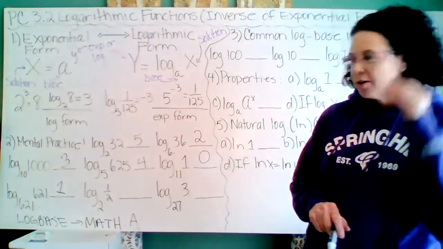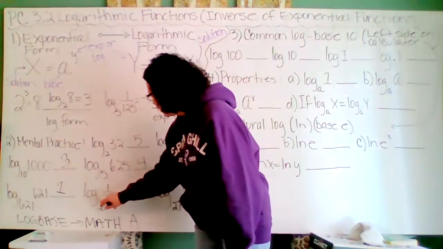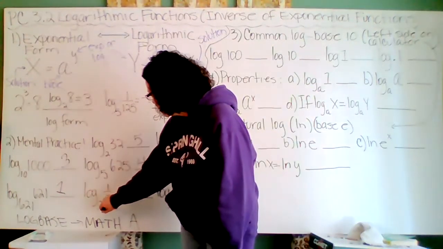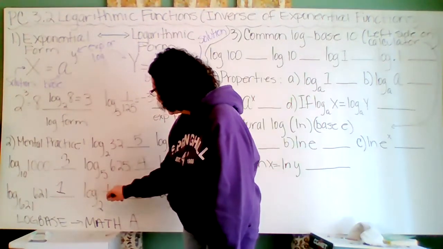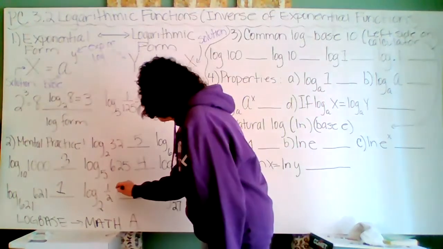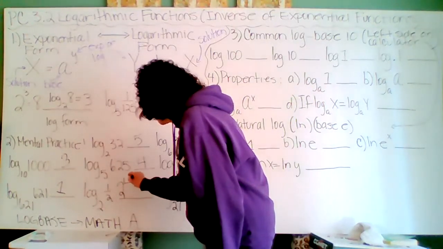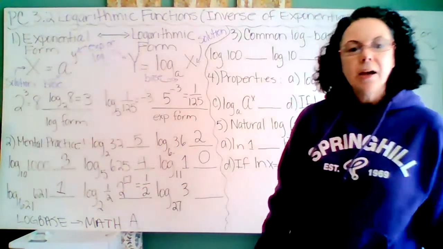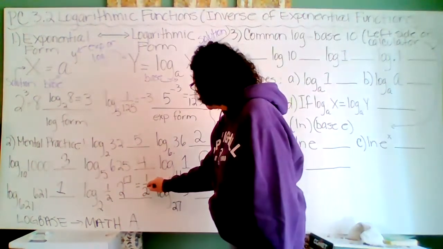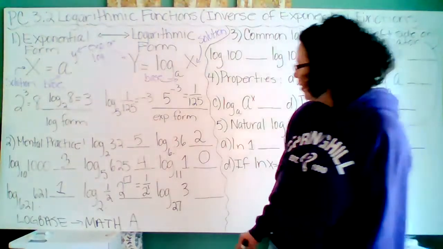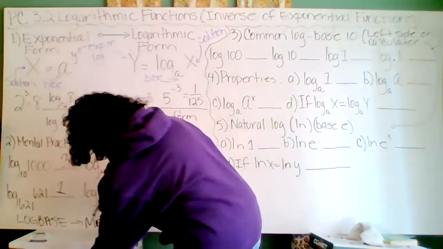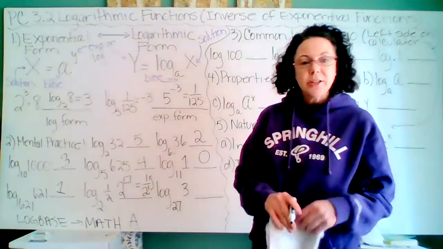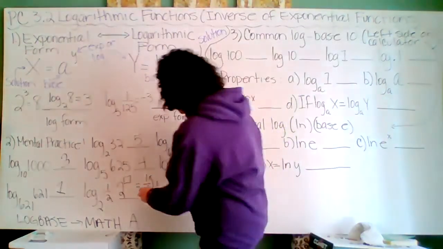The last two are a little harder. Log base 2 of 1/2. When the base is 2, what's the exponent that gets you 1/2? Let's look at it. Well, let's take a look. This is really 1 over 2 to the first. Now, this base of 2 is in the denominator. So let's move it up to the numerator and change the sign of the exponent to a -1.